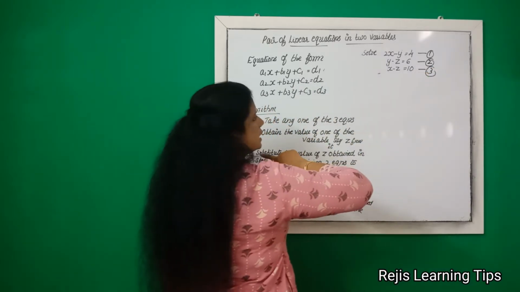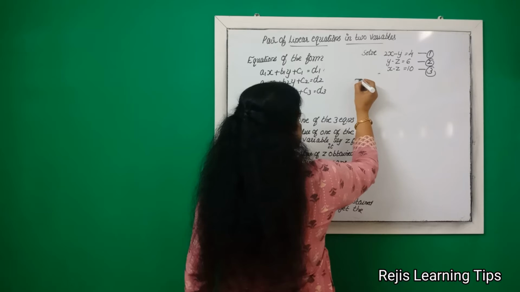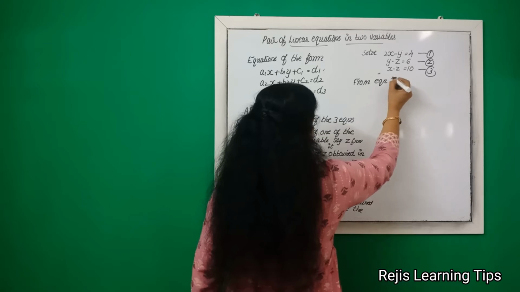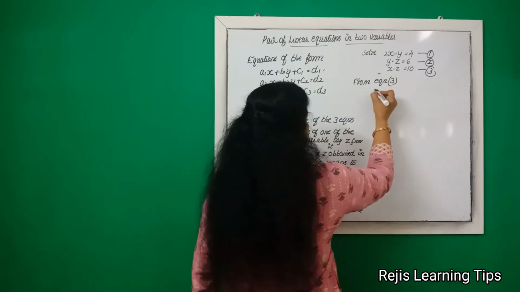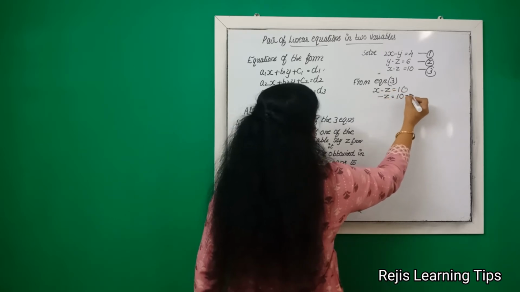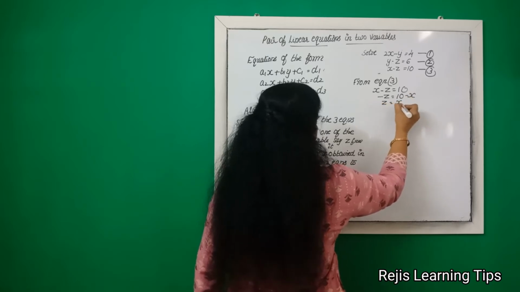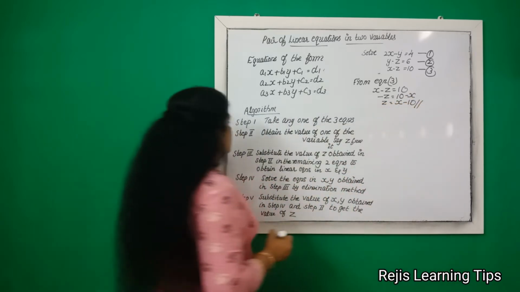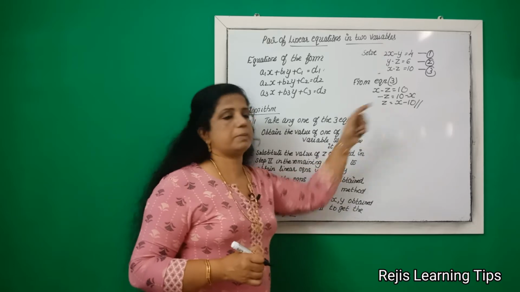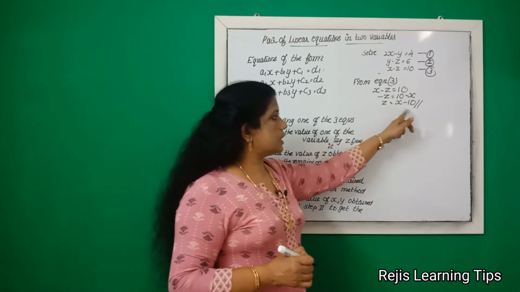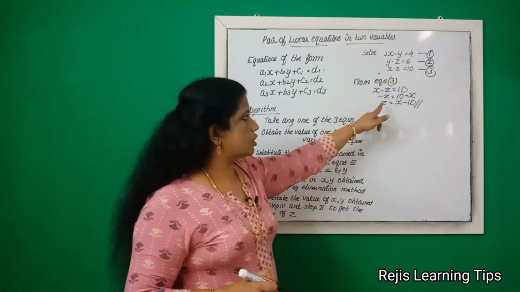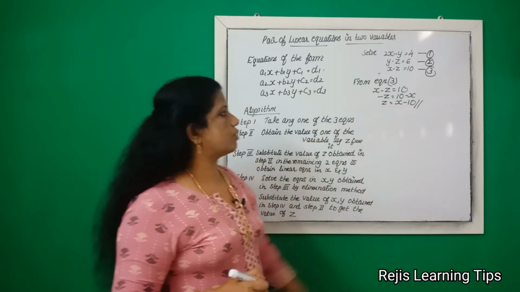So first we should take equation 3. From equation 3, x minus z is equal to 10, then minus z is equal to 10 minus x, therefore z is equal to x minus 10. Take any one of the three equations, obtain the value of one of the variables, say z, from it. So z is equal to x minus 10.